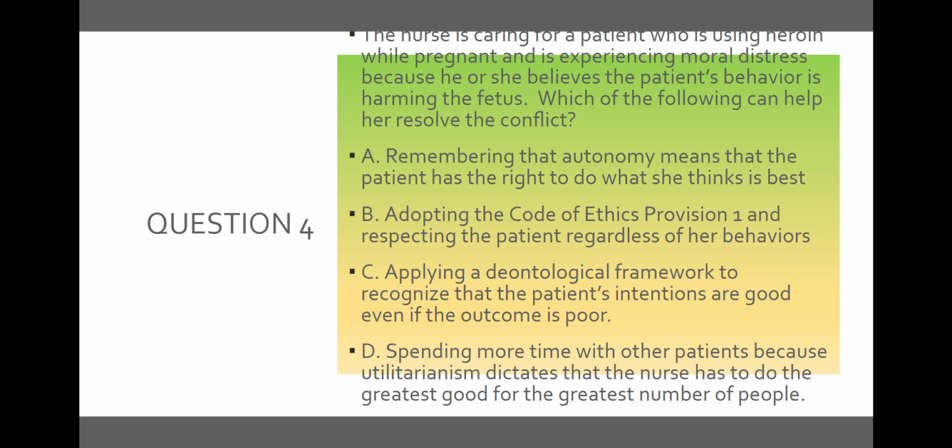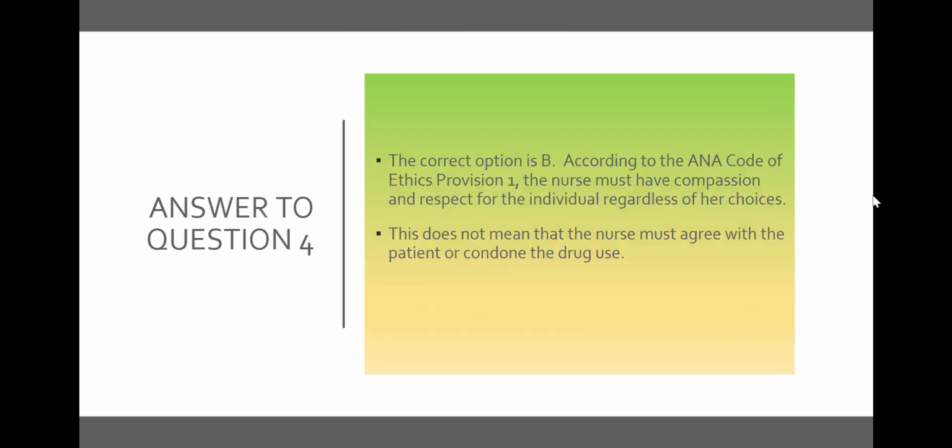Okay. I'm going to give you a second to read those choices. I'm thinking that maybe you can narrow it down to 2 that look a little bit applicable, and then pick the one that you think is the most appropriate. The correct option is actually B. According to the ANA Code of Ethics Provision 1, the nurse must have compassion and respect and give her access to the care that she needs, regardless of her choices with which you do not agree. That doesn't mean that the nurse agrees with the patient or condones the drug use.